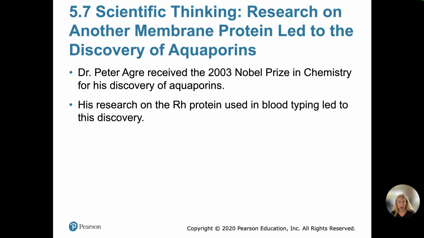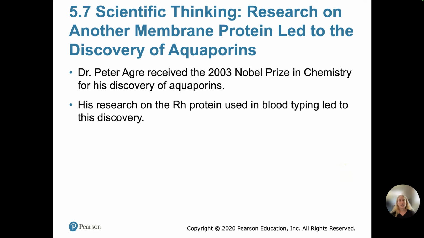Now we're going to talk more about the aquaporins that we just talked about, the facilitated diffusion transport proteins that allow rapid diffusion of water into cells. These aquaporins were actually discovered when someone was studying something completely different. So the research on another membrane protein, which was the Rh protein, led to the discovery of aquaporins. And Dr. Peter Agre received the 2003 Nobel Prize in Chemistry for his discovery of these aquaporins. He was not intending to discover the aquaporins.